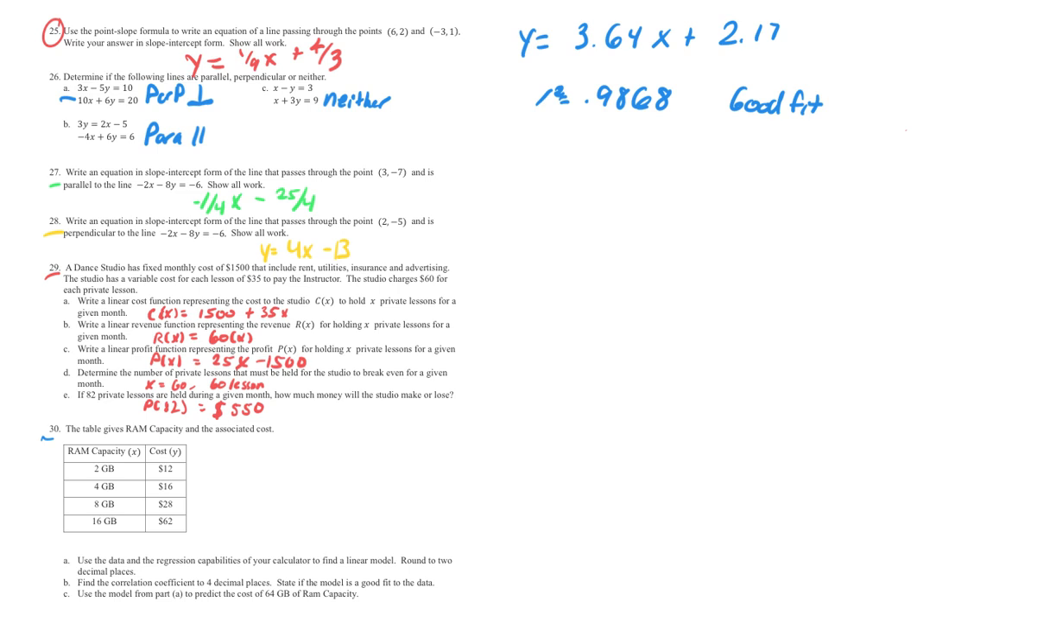Use the model to predict the cost of 64 gigabytes of RAM capacity. So it'll just replace our x with 64 there, and we'll get that the cost of 64 gigabytes of RAM will be $235.13.